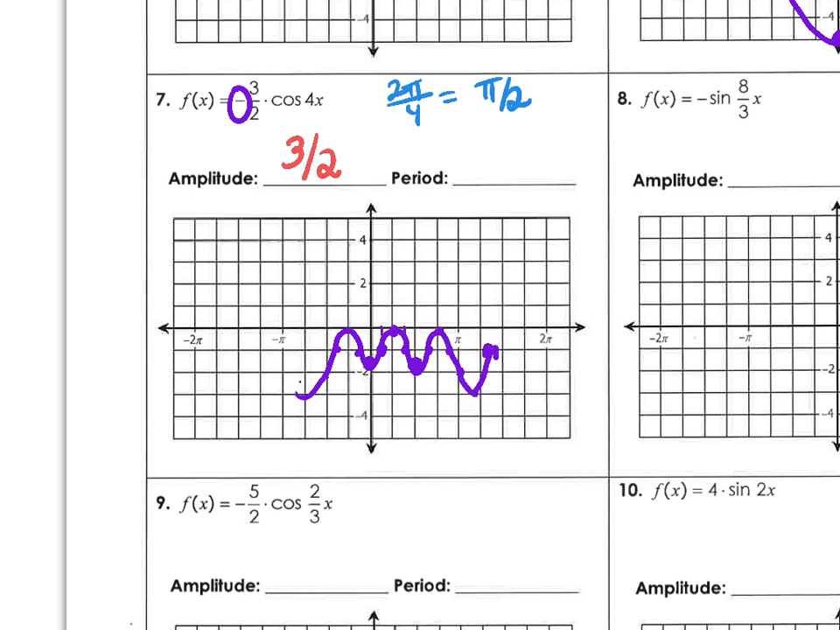forever. Oops, that shouldn't have gone so low. Let's make that correct because it cannot go that low. Just keeps going like that. Oh yeah, period. Put that over here. Pi over 2.